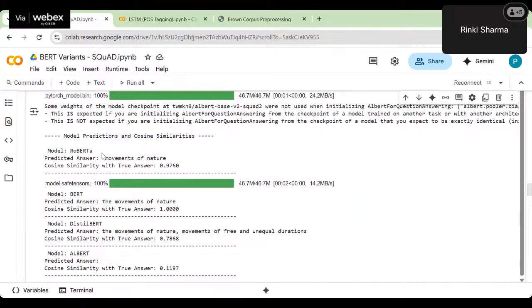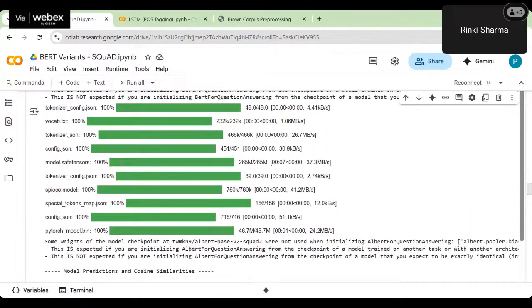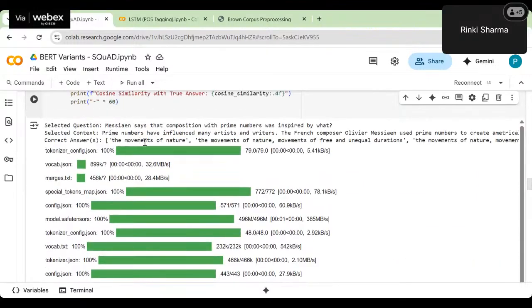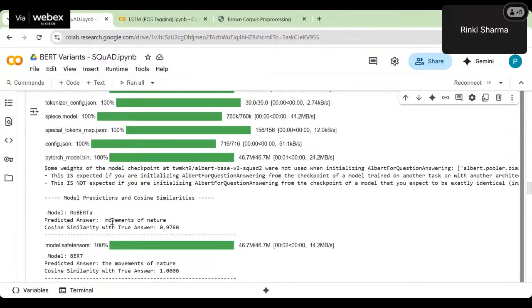So this is the answer for the RoBERTa model. The RoBERTa model has predicted the answer is moment of natures. So you can already see the correct answer in the ground truth is the moment of nature. Just because of the absence of the article, the cosine similarity between the predicted answer and the ground truth comes to be 0.7.